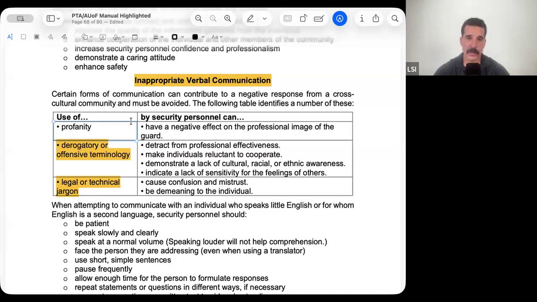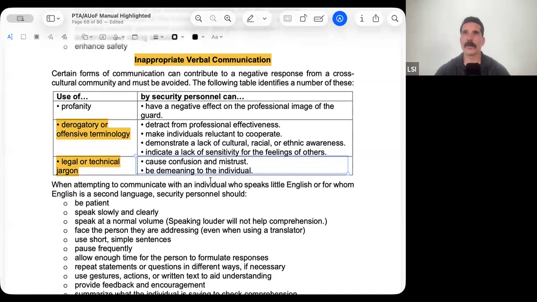And then the next bullet point in this chart, we're going to highlight where it says use of derogatory or offensive terminology by security personnel can detract from personal effectiveness, make individuals reluctant to cooperate, demonstrate a lack of cultural, racial, and ethnic awareness, indicate a lack of sensitivity for the feelings of others. We're also going to highlight the third bullet point where it says use of legal or technical jargon. That's like a specialized technical language. By security personnel can cause confusion and mistrust, be demeaning to the individual. You're going to highlight the second and third bullet points in that chart.